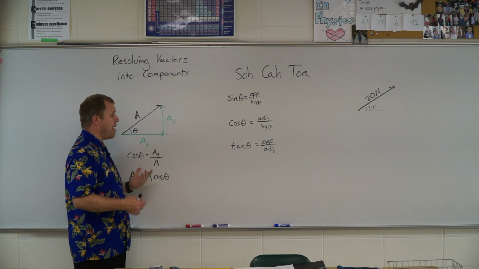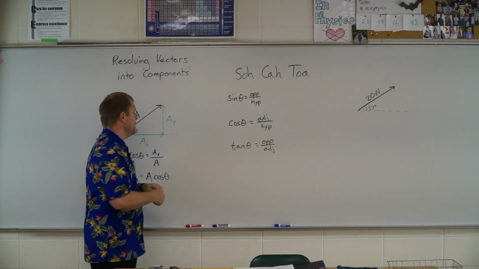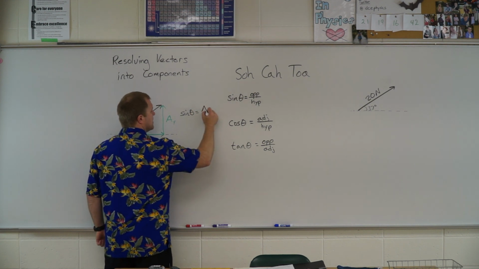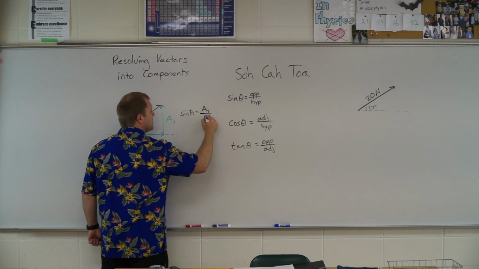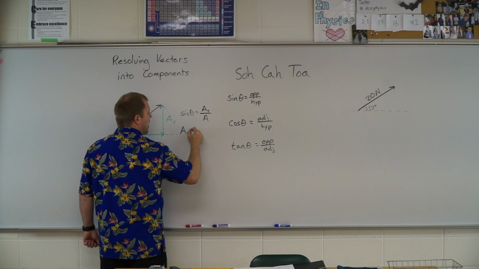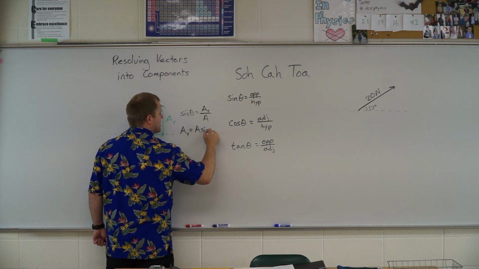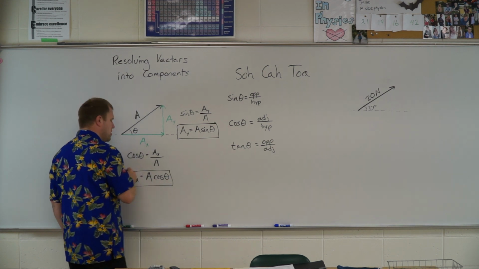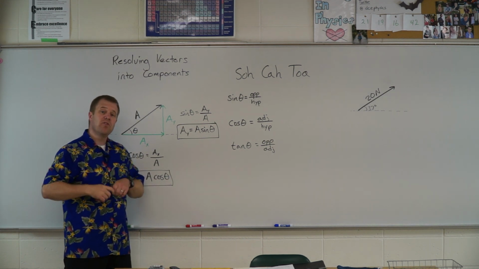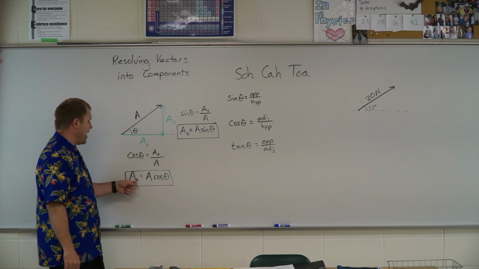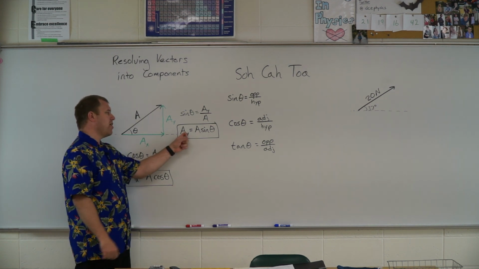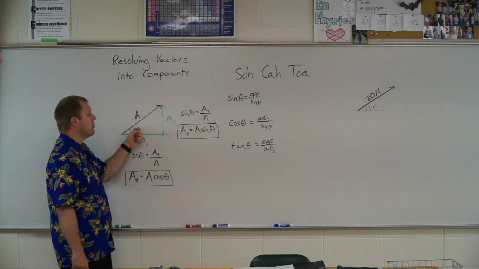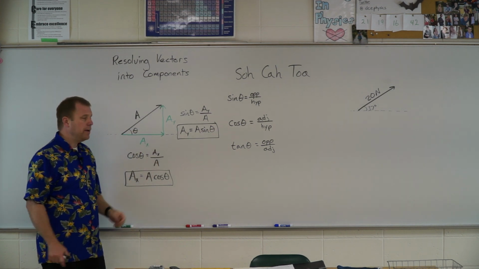So in order to find the opposite side, I'm going to choose sine. The sine of the angle is equal to the opposite, A sub y, divided by the hypotenuse, A. And I find out that the y component is going to be A sine of theta. So these are the 2 equations that we're going to use to resolve into components. Now, A sub x and A sub y aren't always going to be cosine and sine. You have to look and say, which one is opposite, which one is adjacent, okay?